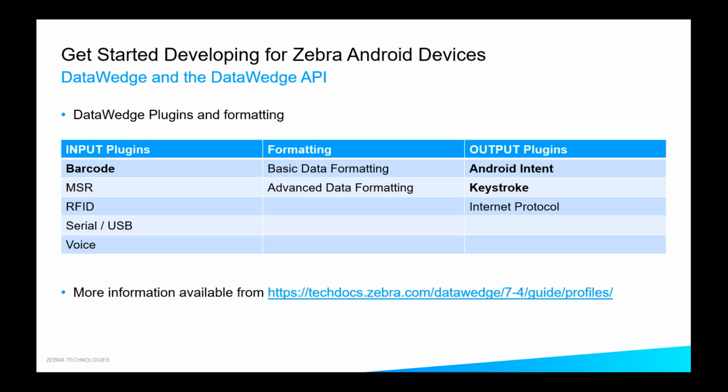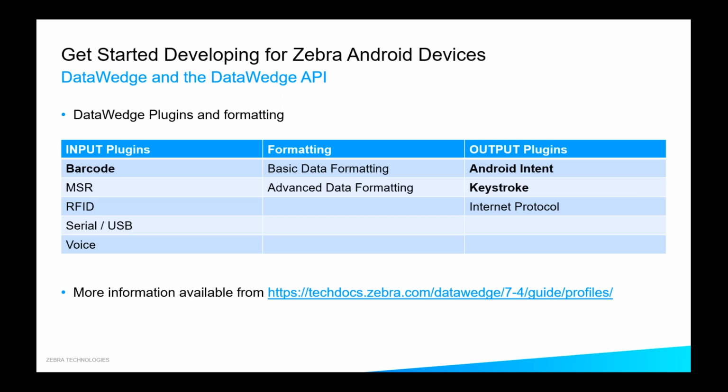So, just to list the plugins here. The input plugins: barcode, I've emboldened the most frequently used of all of these options here. But for legacy reasons, we also support magstripe reading. RFID is becoming more popular. We currently support that with a single device, the MC33, and we are looking to roll that out to additional devices. Serial USB to interface with some legacy hardware and additional peripherals. And we're also exploring voice as another form of input.